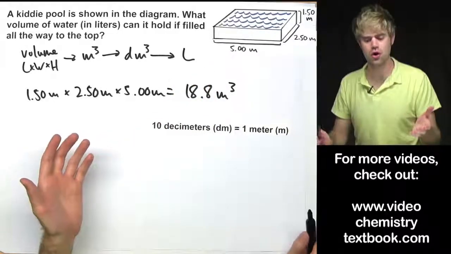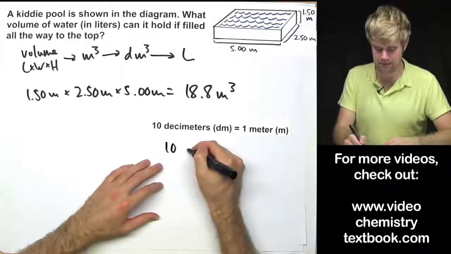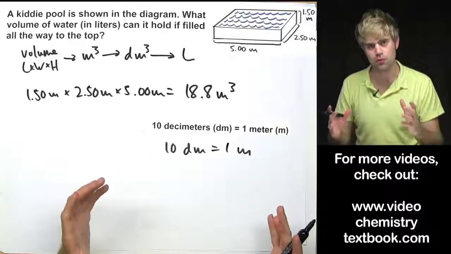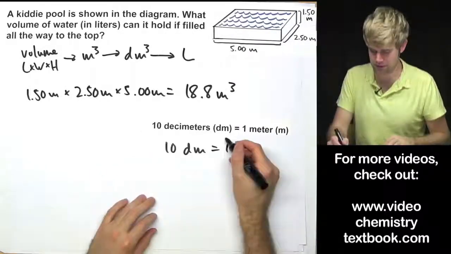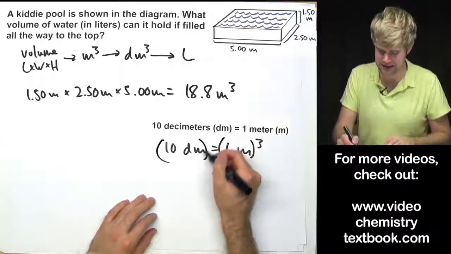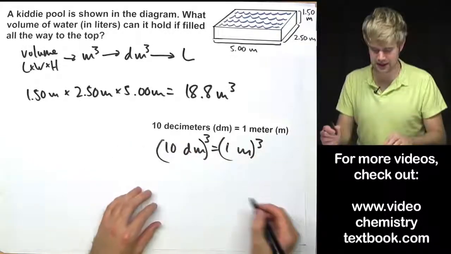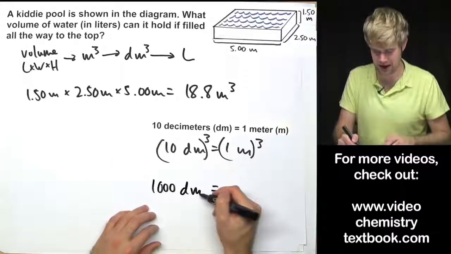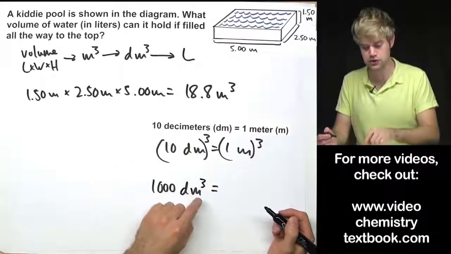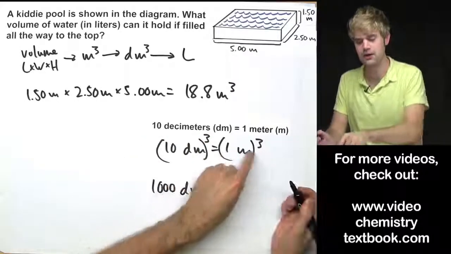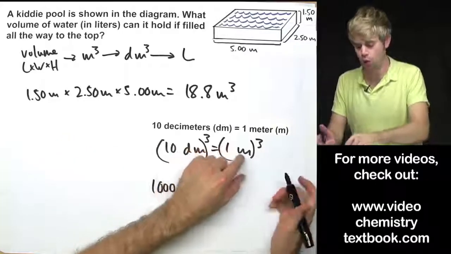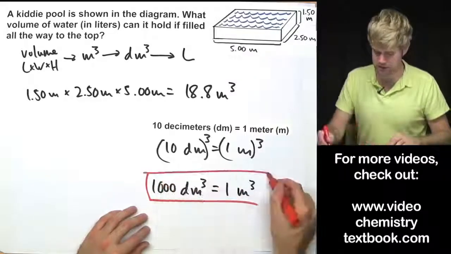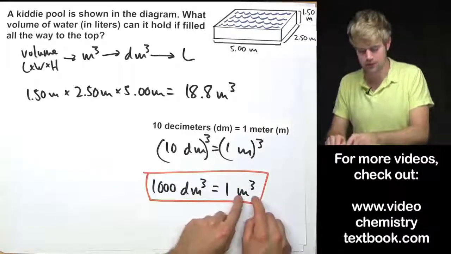So how can I do this? What I need to do is take this relationship, 10 decimeters equals 1 meter, and cube both sides of it. So I'm going to take this and cube it, and I'm going to take this and cube it. And what that's going to get me is 10 cubed is 1,000 decimeters, and they've been cubed too, so I have 1,000 cubic decimeters equals 1, because 1 cubed is just 1, meter cubed.